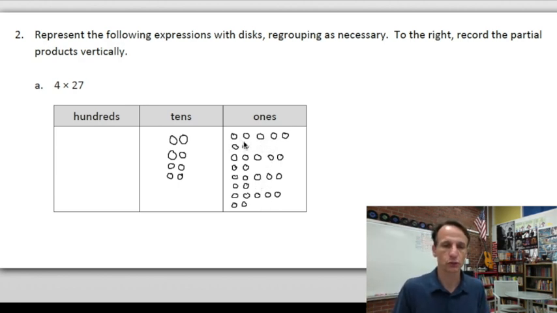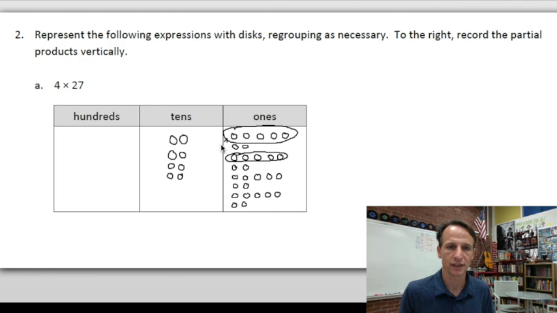Now when I go to regroup, here's how I'd like to do it. I look at this and I see, oh, here's 5, and here's 5, and 5 and 5 are 10. Join those together. That's 1 more 10. And again, here's 5, and 5 make 10. 10 ones is equal to 1 ten.